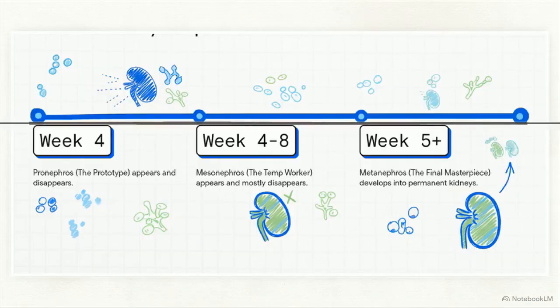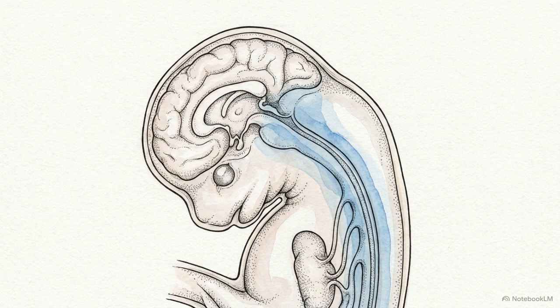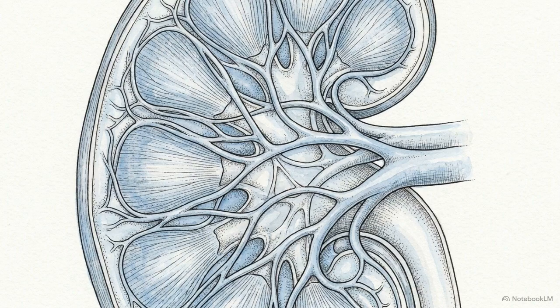As this timeline illustrates, development progresses through 3 distinct stages: the pronephros, the mesonephros, and the metanephros, appearing sequentially from week 4 into week 5. These systems develop in a strict cranial-caudal wave, moving from the head toward the tail down the embryo's body. Understanding the final anatomy of the kidney requires tracking the temporary embryonic scaffolds that preceded it.